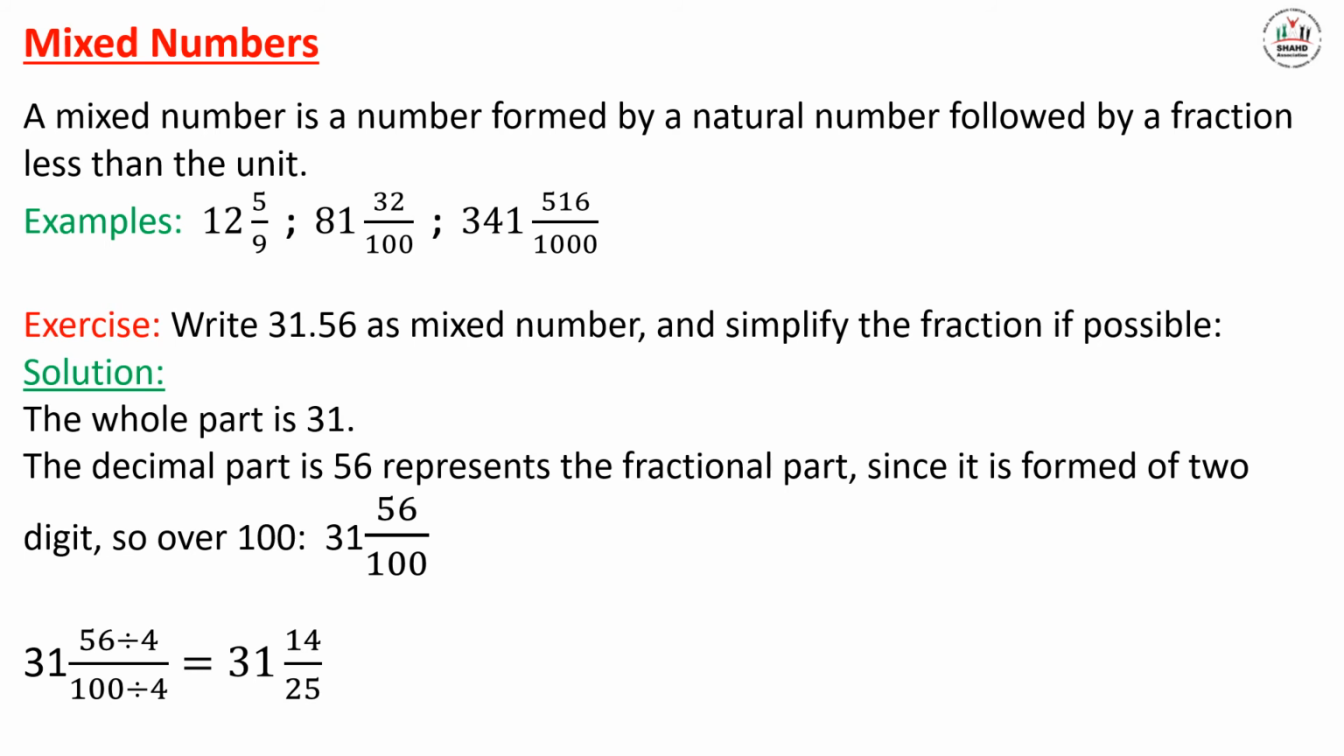Or we can start dividing by the smaller common divisor. We can start dividing 56 by 2. 56 by 2 equals 28. And 100 by 2 equals 50. Again, we can divide the numerator and the denominator each by 2. 28 by 2 equals 14 and 50 by 2 equals 25. Now we don't have any common divisor between the numerator and the denominator, so we stop here because 14 over 25 is an irreducible fraction.